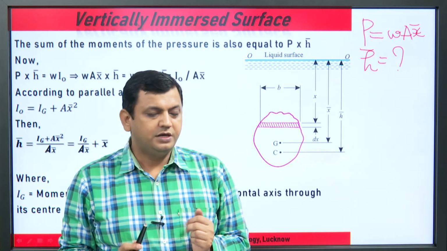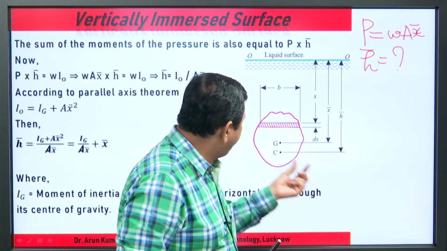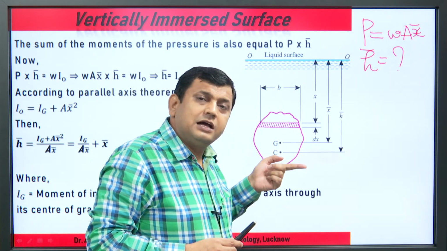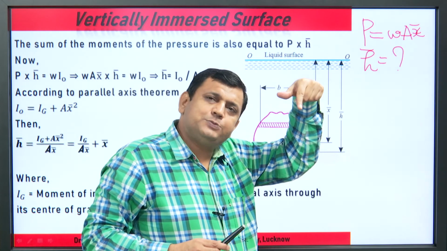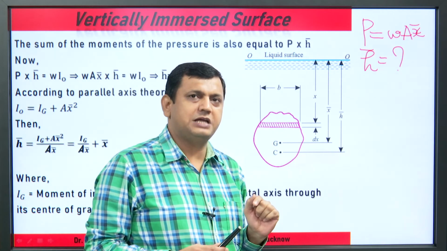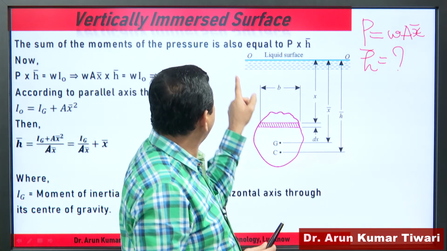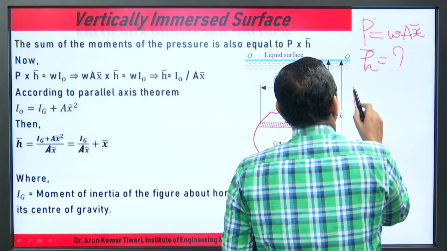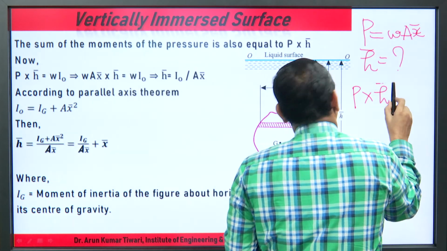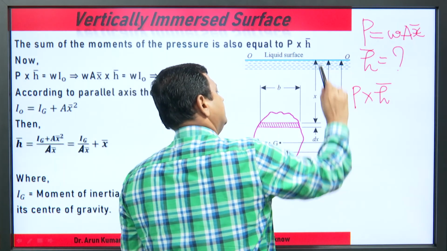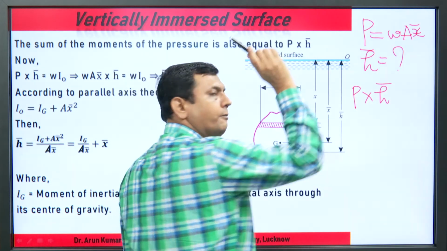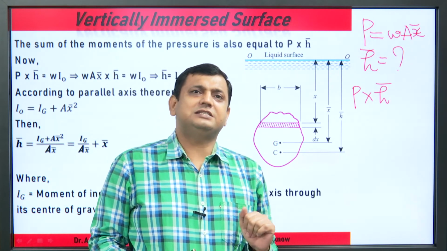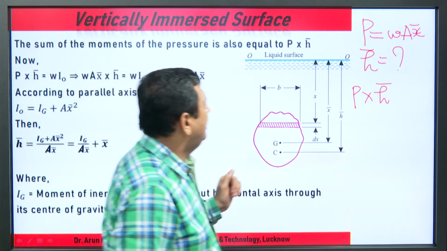How do we calculate it? What is the center of pressure? It is the point where the total force is acting. If we take moment with respect to the surface OO, this capital P becomes P into h bar. This is the moment with respect to OO. Clear?